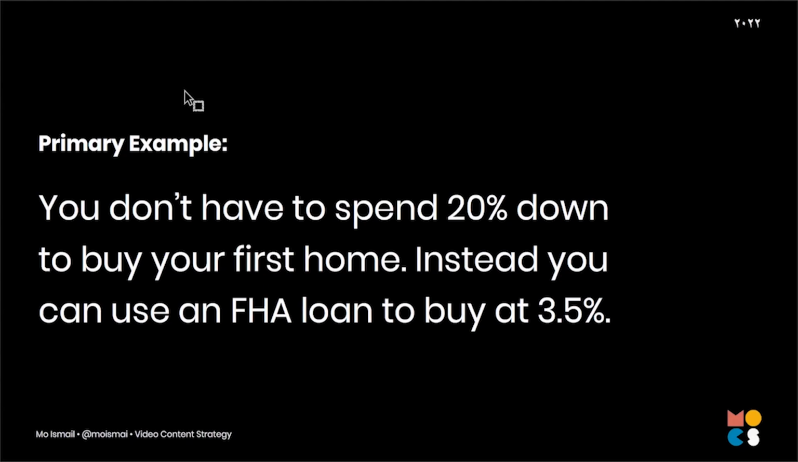So a primary example, this is the idea that you want to share, right? You don't have to spend 20% down to buy your first home. Instead, you can use an FHA loan to buy at 3.5%. Now, there's a lot of things here that I can talk about, whether brand aware, product aware. I can be like, here at such and such brokerage, we have this loan product that offers this. But a universal audience does not give a fuck about that. That's more you than it is them. So let's break it down on how this would sound in each stage.